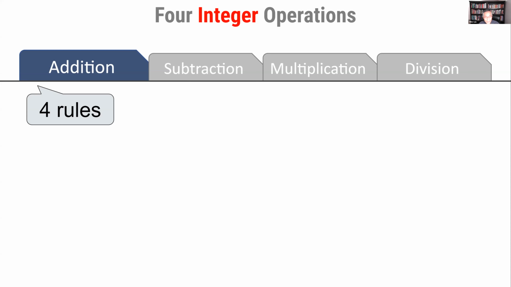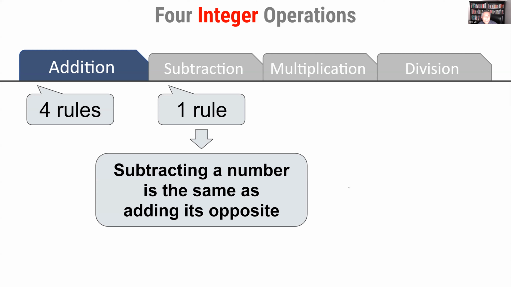In integer operations alone, for addition, we have 4 different rules. Then for subtraction, we introduce 1 rule. We say, wow, great, there's only 1. However, if you really look at it, what the rule says is that subtracting a number is the same as adding the opposite. Even though it's 1 rule, to a lot of kids that's at least 2 rules. Why? Because we're talking about either subtracting a positive number or subtracting a negative number.